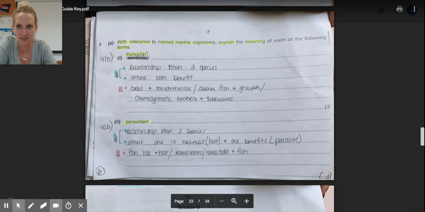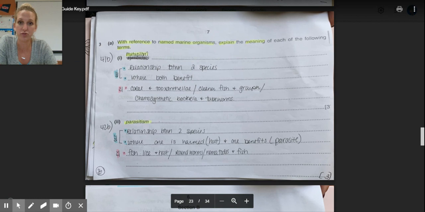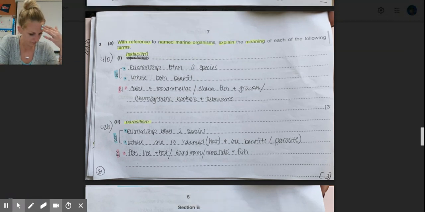So where it says symbiosis, I don't want you thinking symbiosis. You can't give an example. I guess you could give an example, but it wasn't what they were looking for. So mutualism is a relationship between two species where they both benefit, and then you have your traditional examples that you need to know.